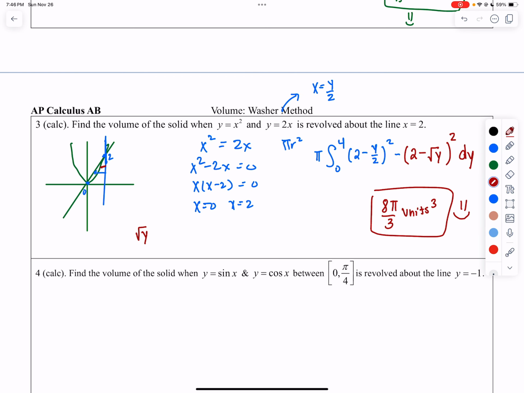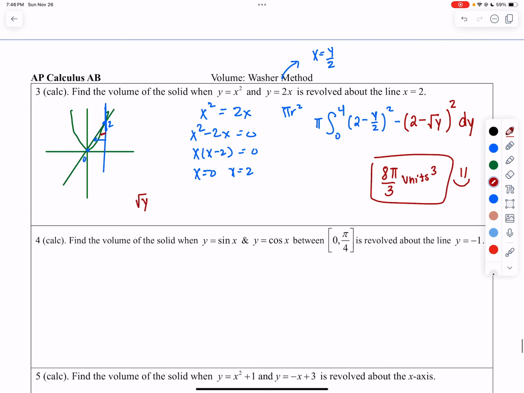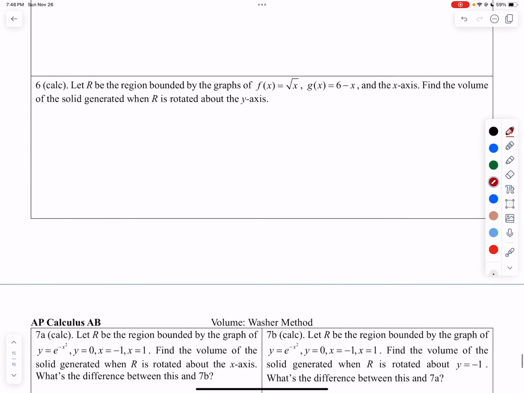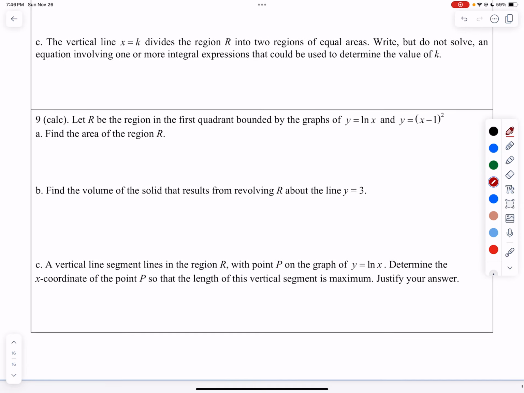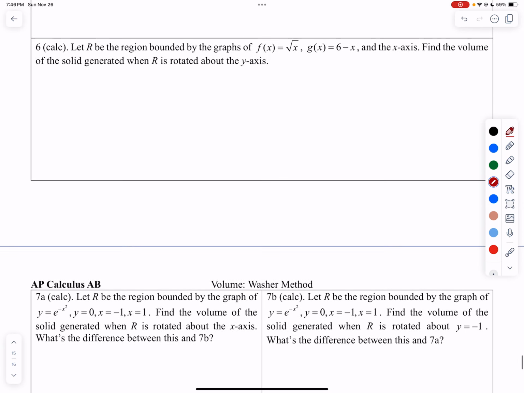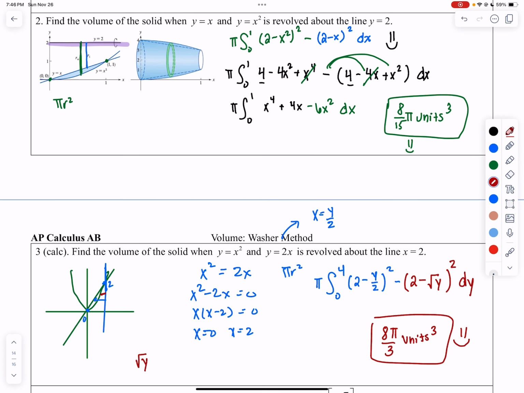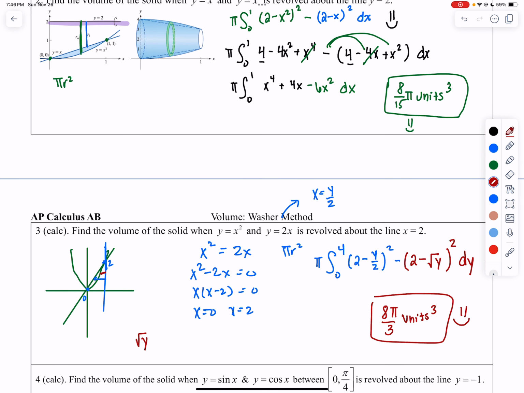All right, you're doing the same thing for these types of problems right here, so I'm not going to do them. But essentially, if it's not adjacent to your axis of revolution, then you're essentially going to be using the washer method.